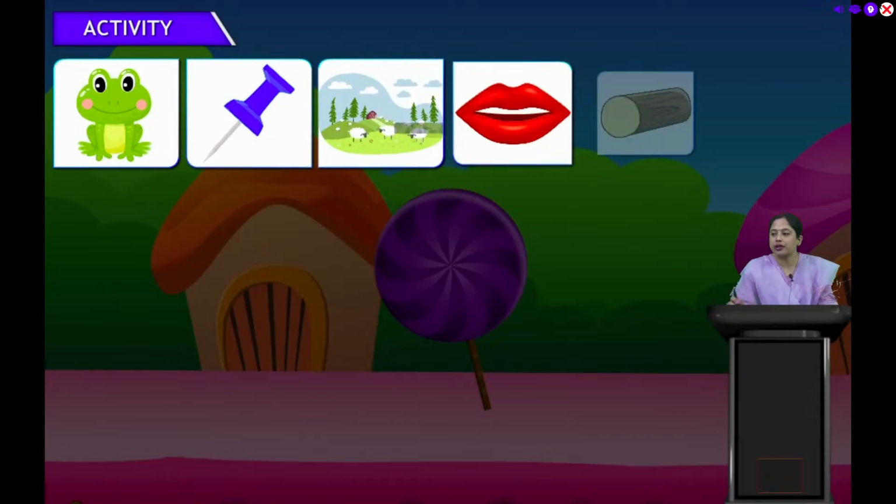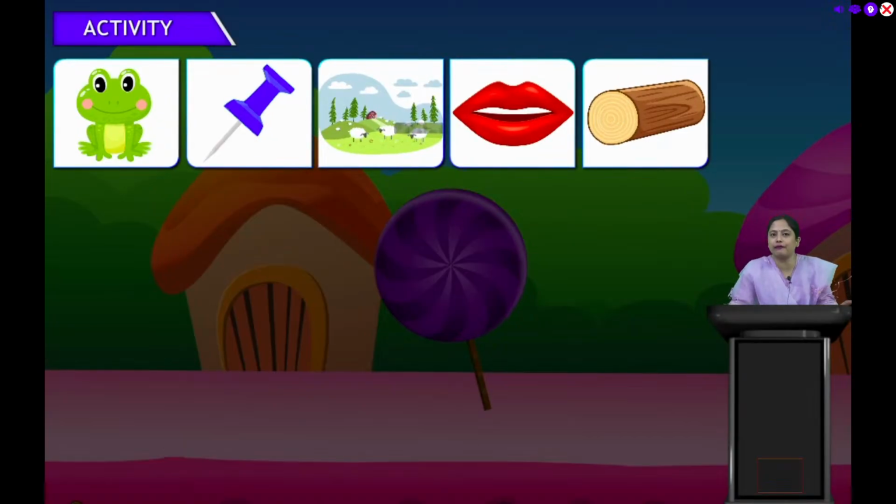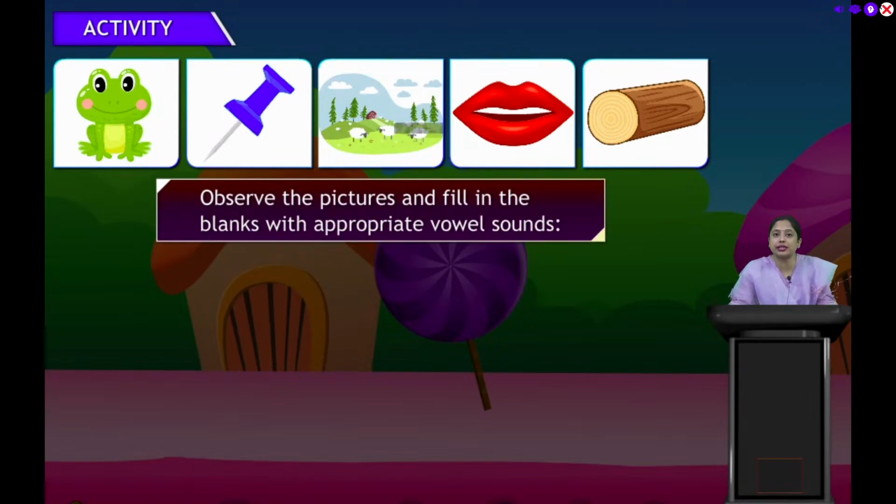Okay? So now that we have all learnt about various I sounds and the various O sounds, let us do a quick activity. So I have these pictures right in front of you. See? Everyone, observe the pictures and fill in the blanks with the appropriate vowel sounds. Okay.